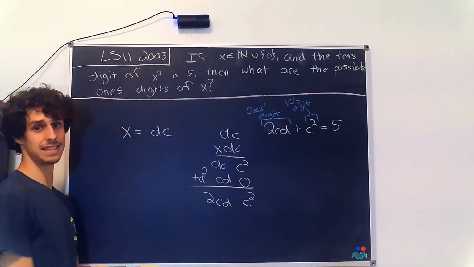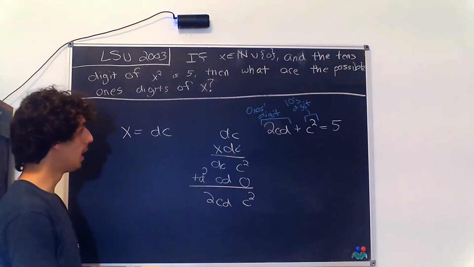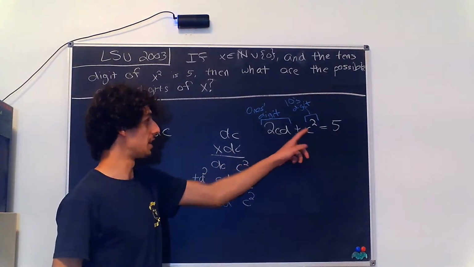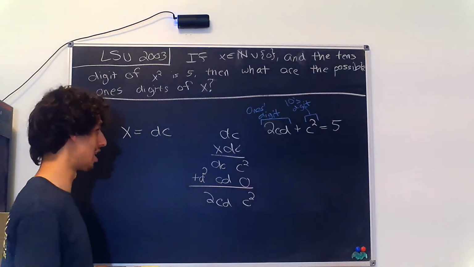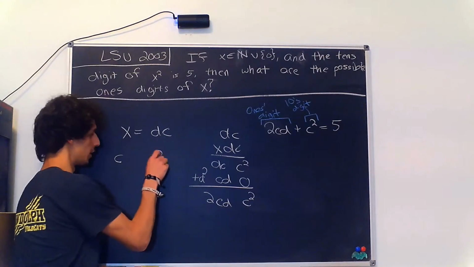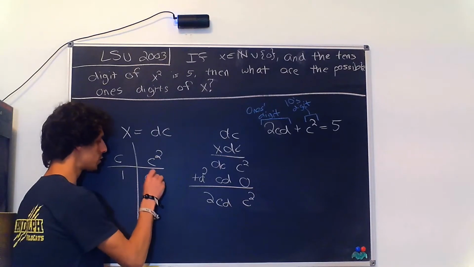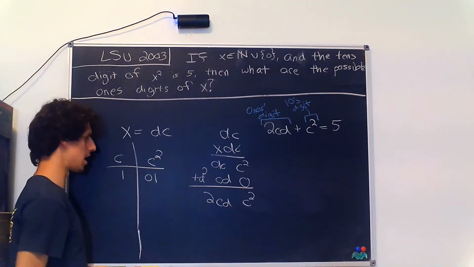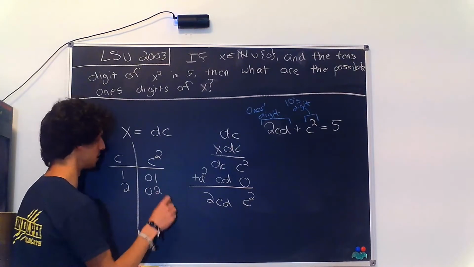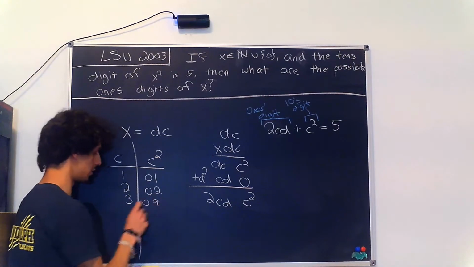But because D and C are both digits, we know that they have to be between 0 and 9. But because this number is of the form 2CD, we know that this number here has to have a tens digit that is odd. So let's make a chart for C and C squared and figure out when C is odd. So when C is 1, C squared is 01, but 0 is not odd, so this is not a possibility. When C is 2, C squared is 04, but again, 0 is not an odd number. Same with 3, that's 09.